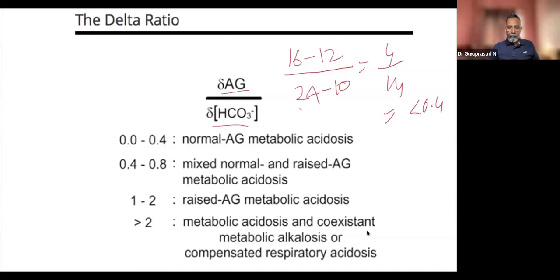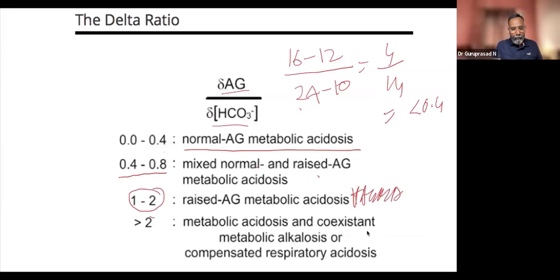Okay, and based on that, if your delta ratio comes to 0 to 0.4, then there is only normal anion gap metabolic acidosis. If the delta ratio comes between 0.4 to 0.8, it is mixed normal and raised anion gap. If the delta ratio is 1 to 2, it is only HAGMA. And if the delta ratio is greater than 2, then there is a metabolic alkalosis associated with the metabolic acidosis.